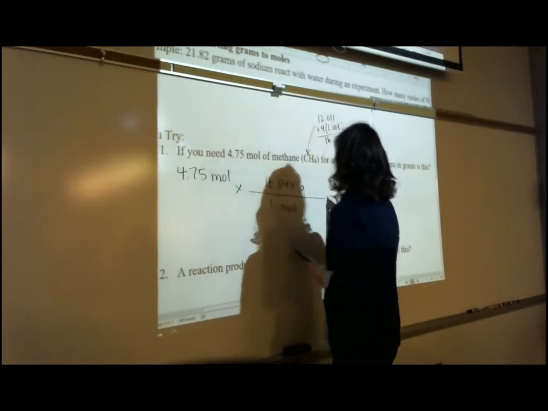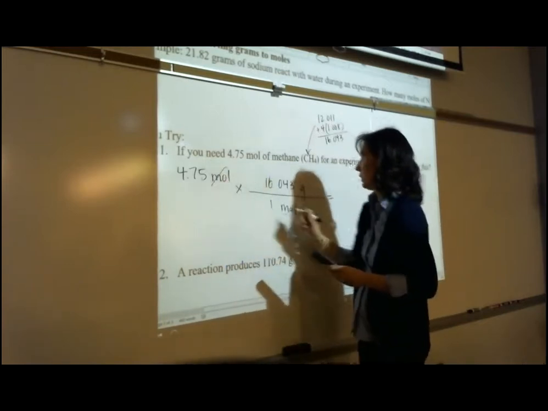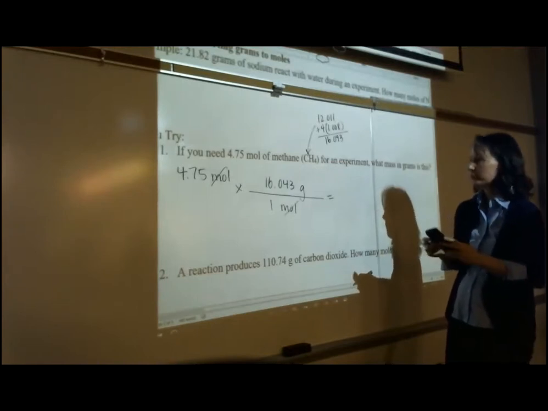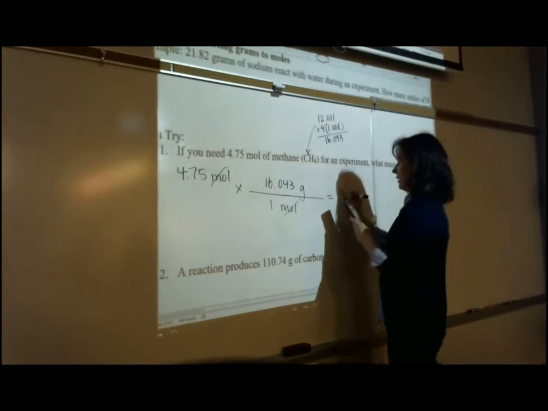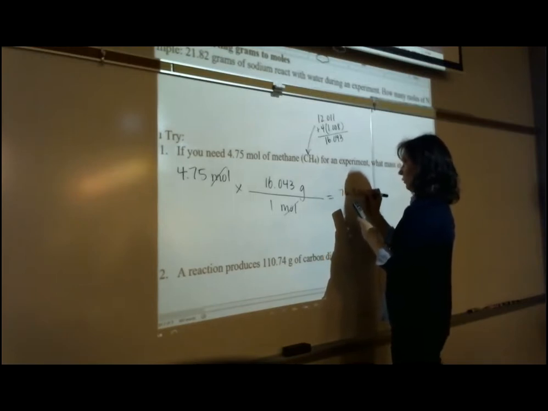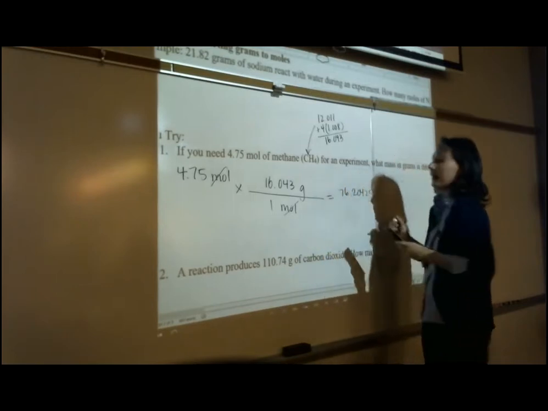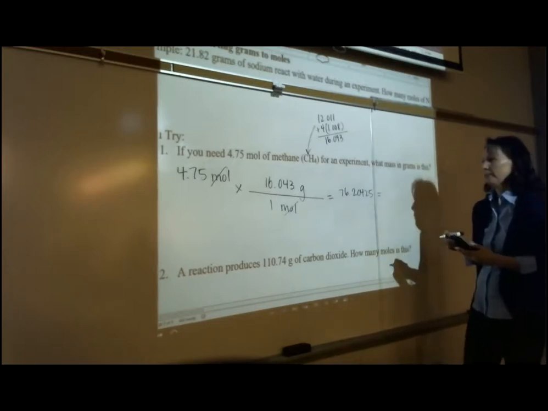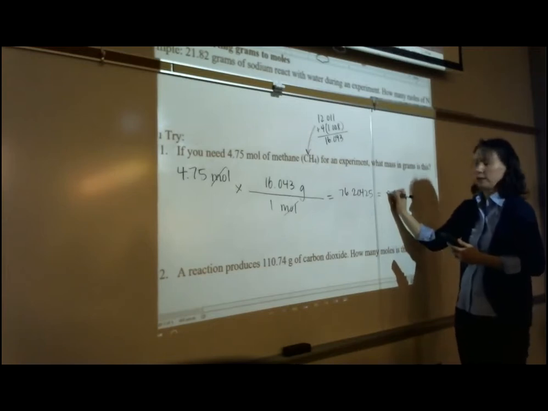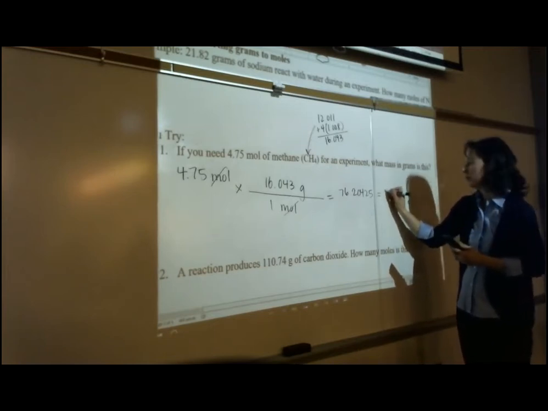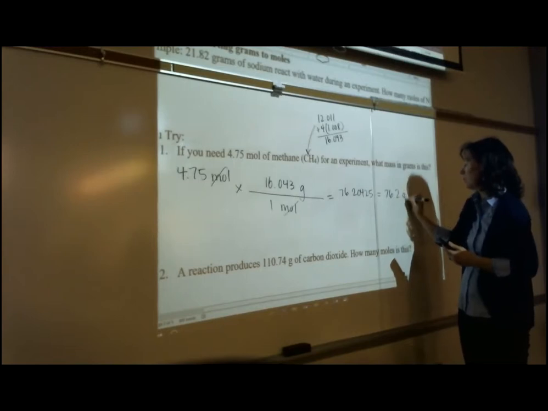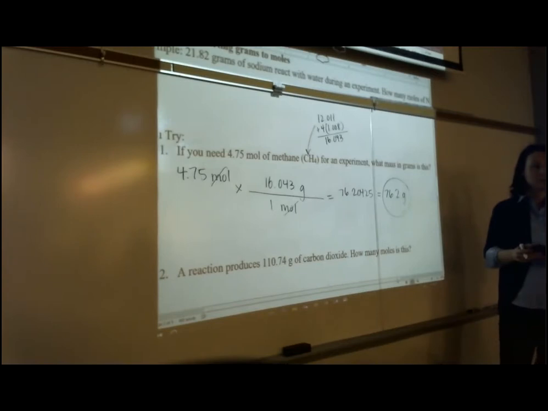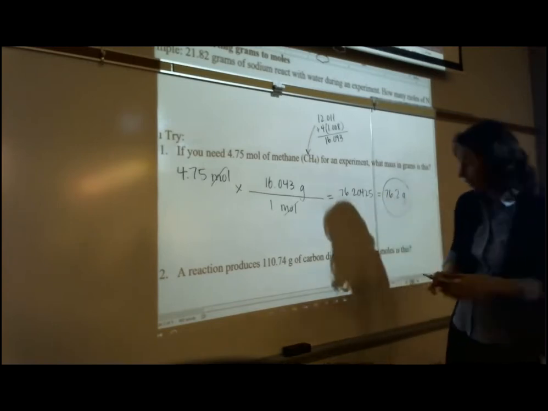16.043. So moles cancels. Times 4.75. All right, my calculator says 76.20425. I can't keep all those sig figs, so how do I round my final answer? What's my final answer? 76.2. My units would be grams. Any questions on how we did that one? All right.